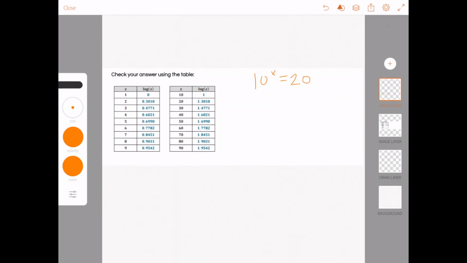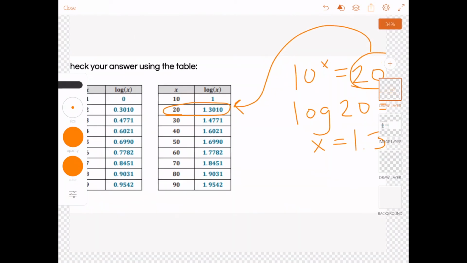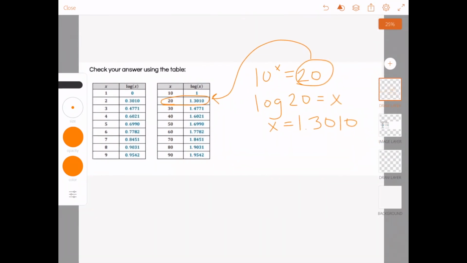We had 10 to the power of x equals 20. Simplify that to log of 20 equals x. And we plug that into the calculator. We got x equals 1.3010. And we're just going to double check that on the table. So we want to find 20, which is right here. And look at, that is the same answer. It is 1.3010. So we can safely say that that answer is correct.